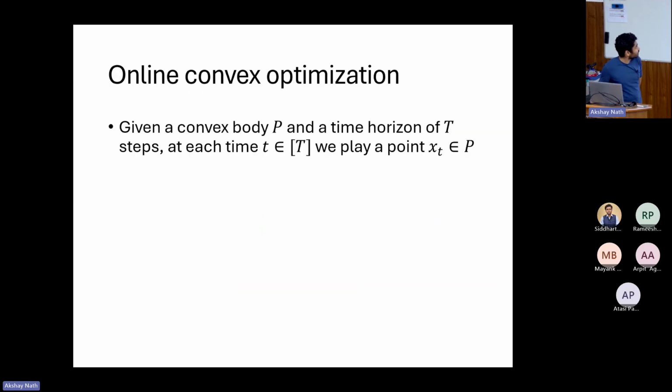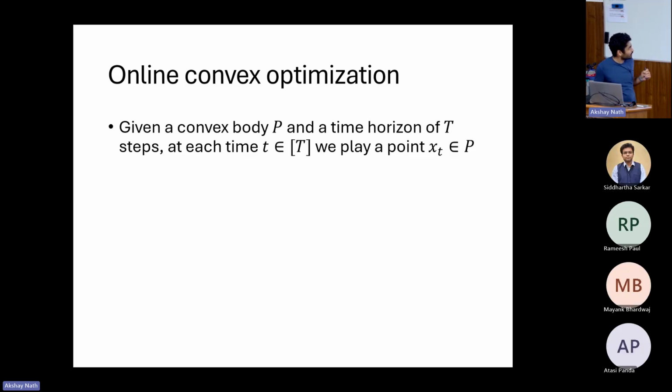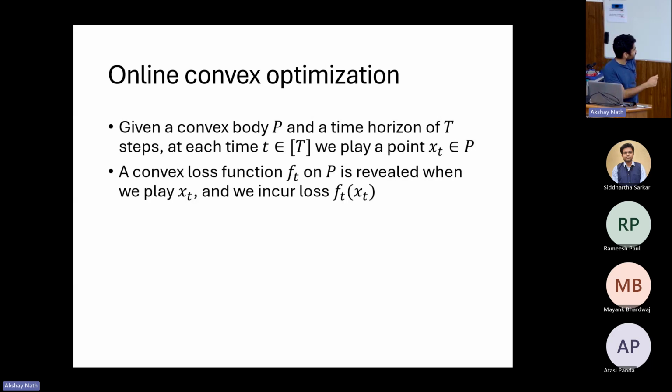But let me first quickly do the online convex optimization setting. So you have a convex body P and a time horizon capital T. And so at each time you want to play a point X_t in the body, right? So what do you mean by play? You just output that point. And then once you have output that point, a convex loss function f_t is going to be revealed, and you incur loss f_t(x_t). So some other point would have maybe incurred a smaller loss, but well, you didn't know the function f_t in advance, so you have to kind of adapt by looking at these losses that you incur, right?